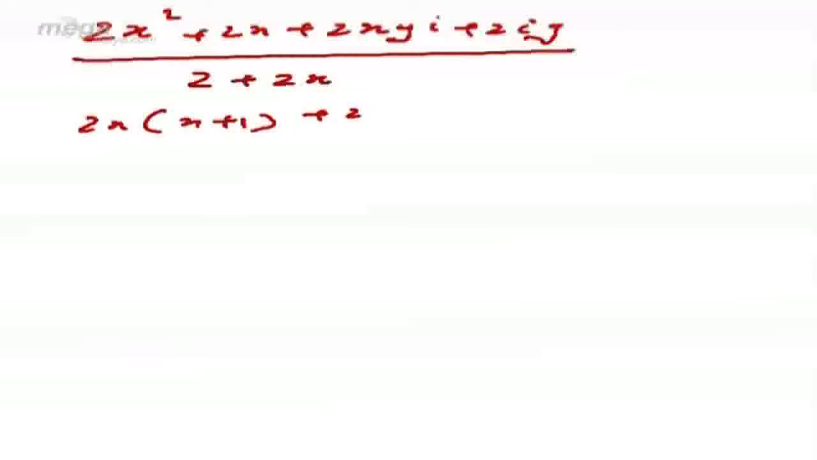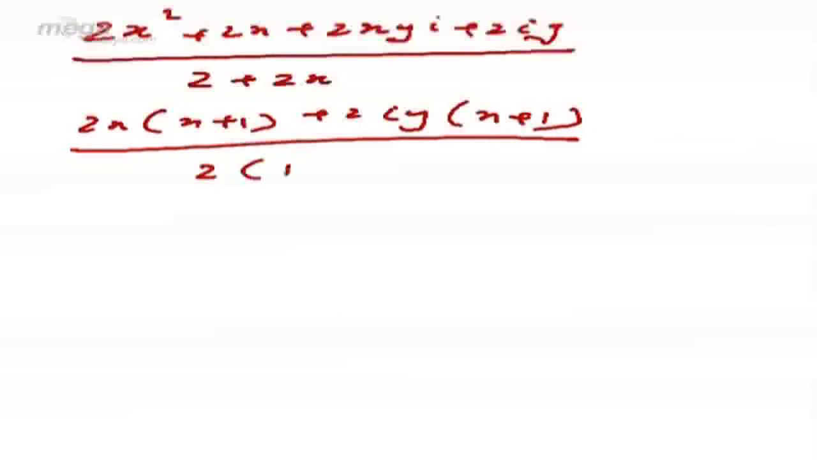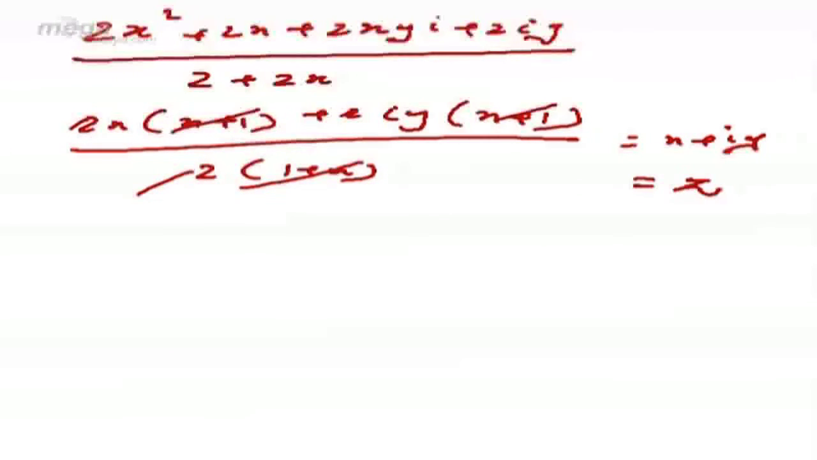Here 2iy, that is x plus 1. Then it will become 2 into 1 plus x. You cancel 1 plus x from both sides, you will get x plus iy. So it is equal to z. But it is a long method.